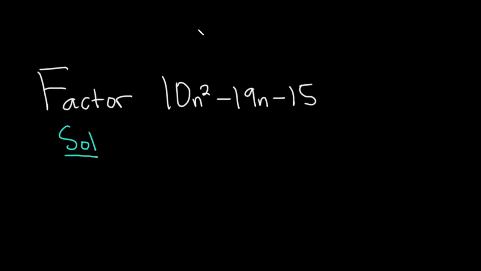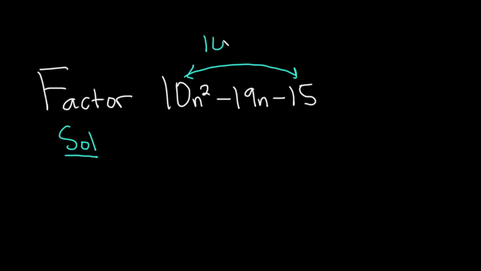So then you want to decide, well, how do you want to do this? There is a 10 here, so that makes it harder. So we can either factor by guessing or use something called the AC method. The AC method requires multiplying these two numbers, which in this case is pretty easy. So let's go ahead and use the AC method.